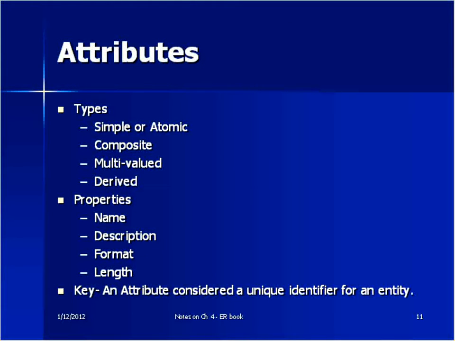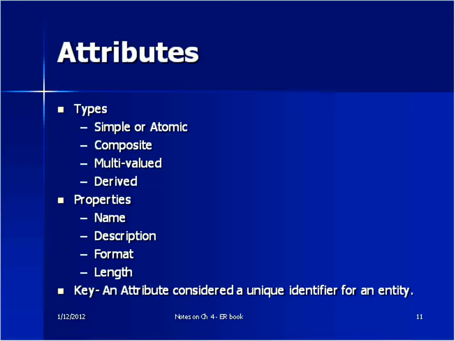Now, there are many different kinds of attributes. There's what we call a simple or atomic attribute. There are composite attributes. There are multi-valued attributes. And there are derived attributes. And each of these attributes, once we translate them into a relational model, have a name and a description and a format, but we won't worry about that in the ER model. We'll just worry about the different kinds of attributes.